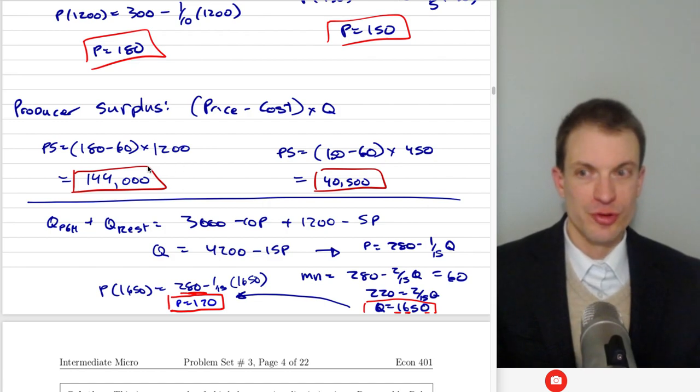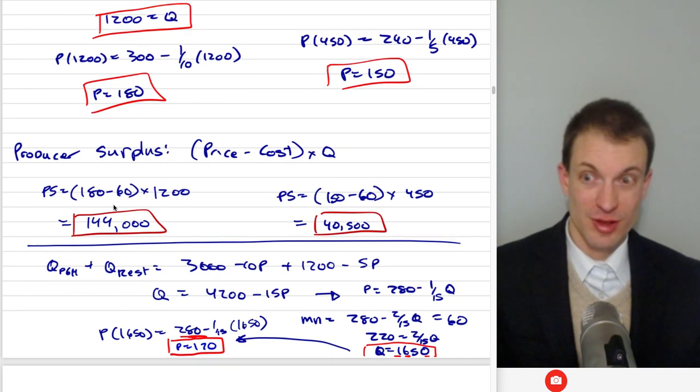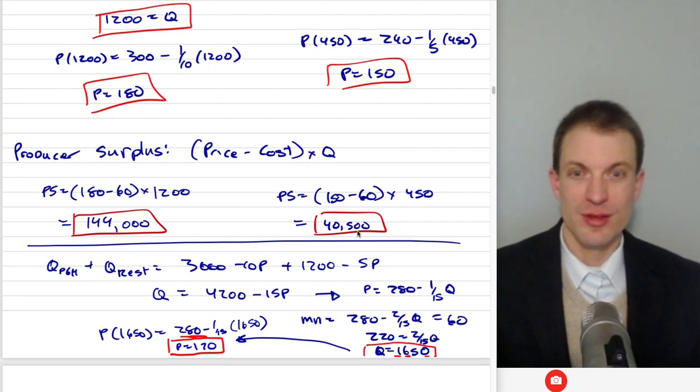Calculating producer surplus is super easy here. Producer surplus is just price minus cost times quantity, right? Price of 180 minus the marginal cost of 60 times the quantity of 1200. So it's going to be 144,000. Over here, price minus marginal cost times quantity, or 40,500.